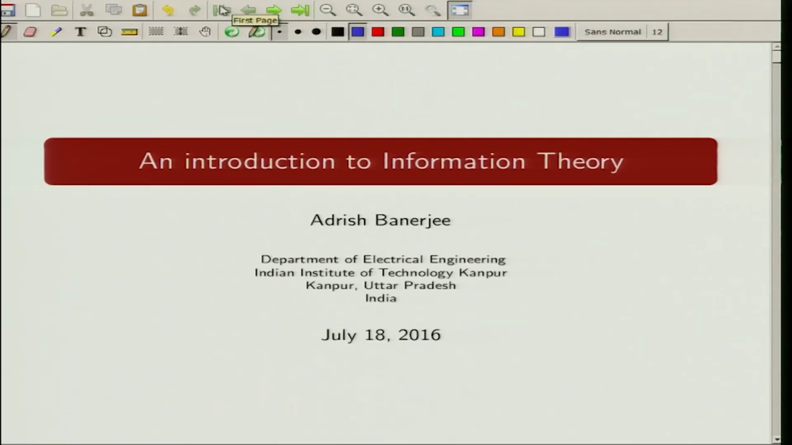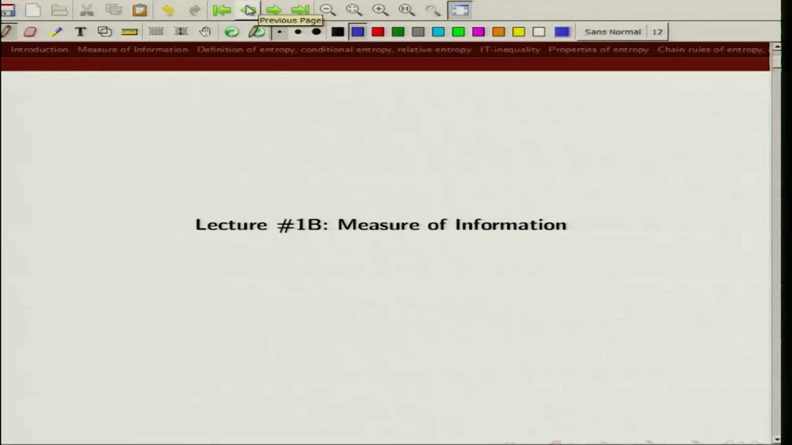Welcome to the course on an introduction to information theory. Today in this lecture we are going to talk about how to quantify information. So we'll talk about Shannon's measure of information, and then we will talk about entropy.